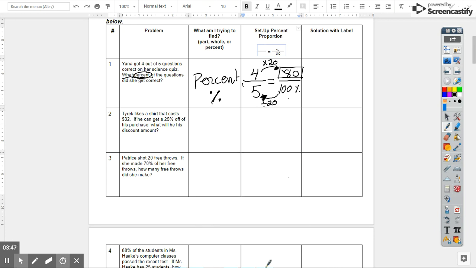Let's look at question number 2. Tyreek likes a shirt that costs $32. If he can get 25% off his purchase, what will his discount amount be?